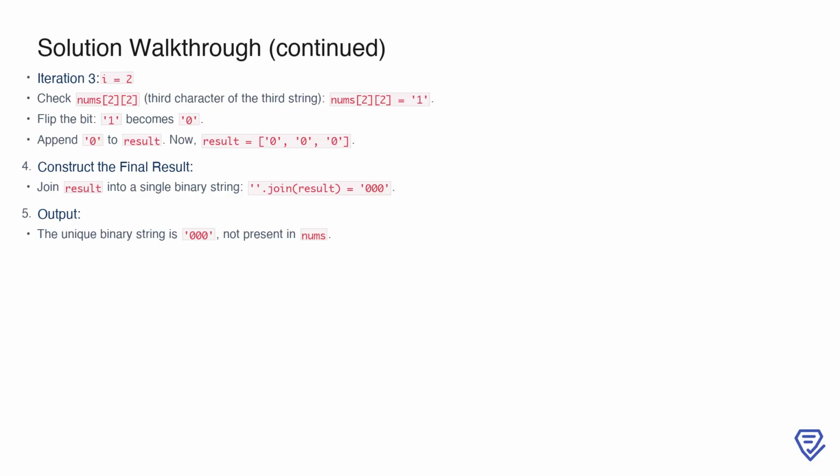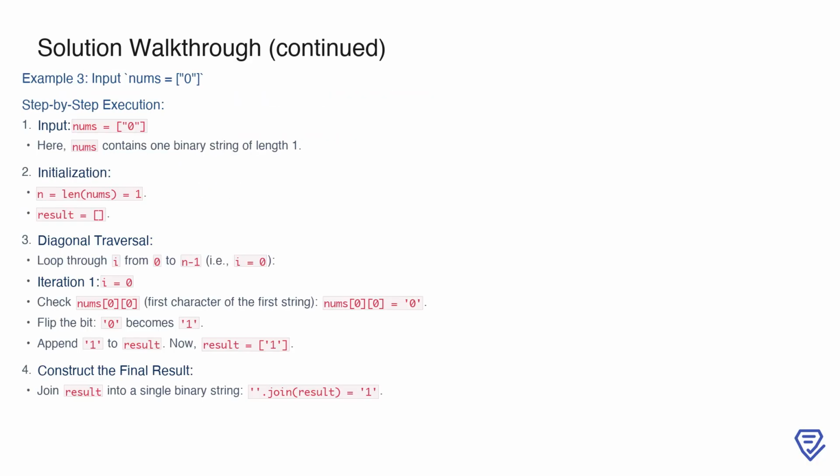This binary string is not found in the input array nums, so it is the unique binary string we were tasked to find. In the final example, the input is nums equals ["0"]. Here, we only have one binary string of length 1. As before, we start by initializing n equals 1 and an empty result list. Since there is only one index, the diagonal traversal involves just one iteration.